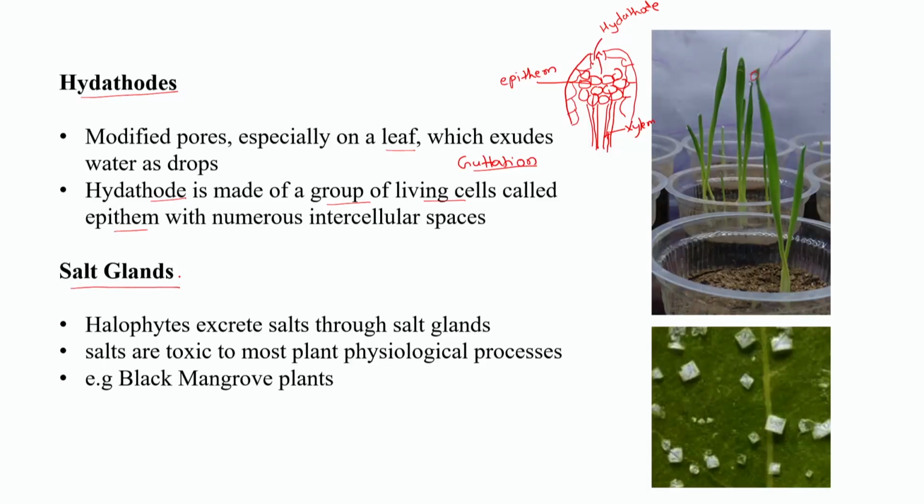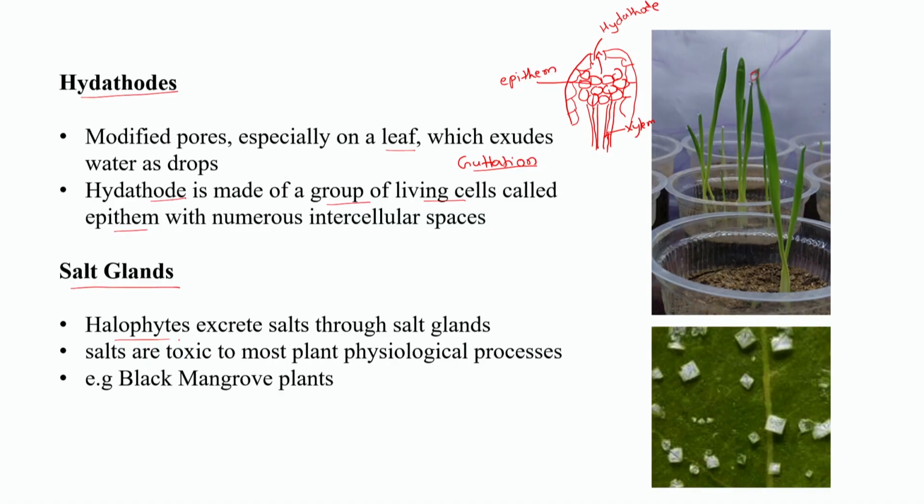Then you will have salt glands, basically in halophytes, those plants which live in high salt conditions. Their root environment, the surrounding, contains a lot of salt. So definitely that salt is toxic, so they have to release those extra salts. So they have salt glands, and you can even see these salts present on the leaf surface in the form of crystals. If it is not removed, it will be toxic and affect various physiological processes of a plant, like in mangrove trees. Mangrove plants live in marshy conditions where a lot of salt is also there. So these have salt glands.